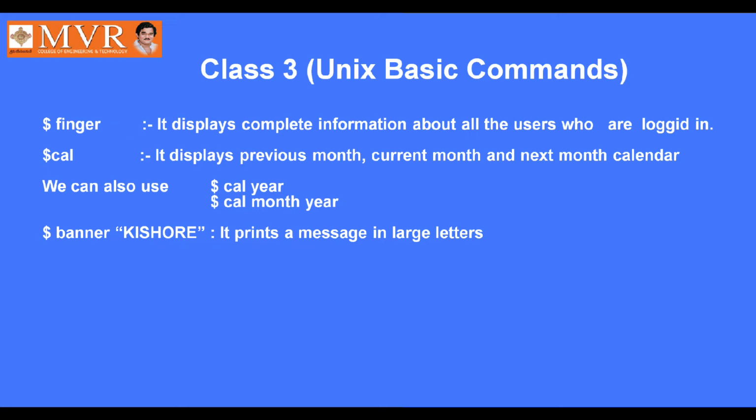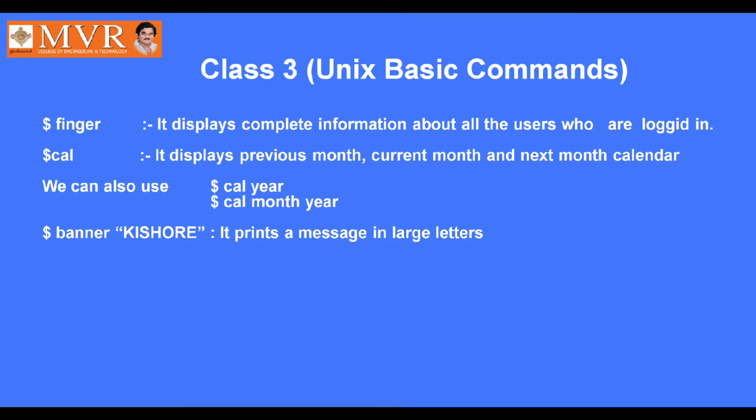Okay, then the cal command. Cal stands for calendar. Whenever you type the cal command, it displays the calendar of the current month, previous month, and the next month. Because this is the August month, when you use the cal command in the Unix command prompt, it displays July, August, and September. So these 3 months' calendars will be displayed on the screen.